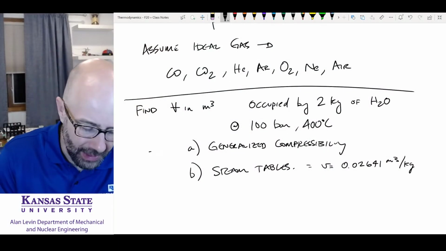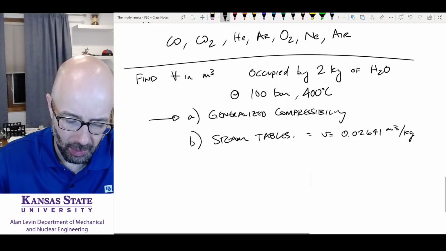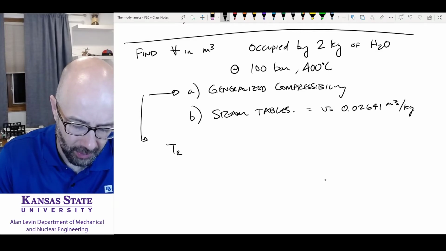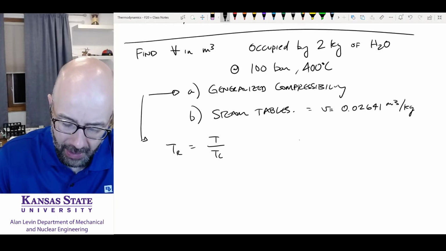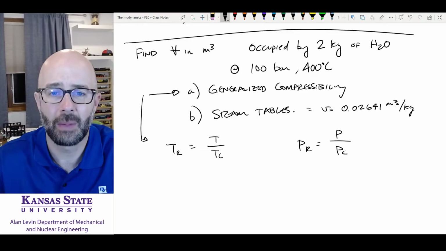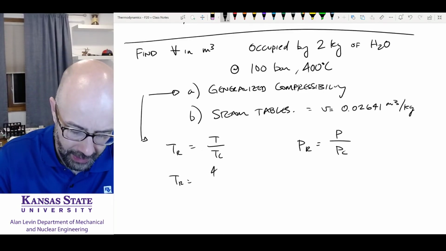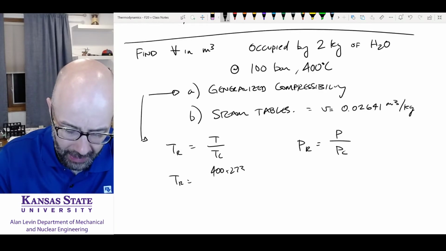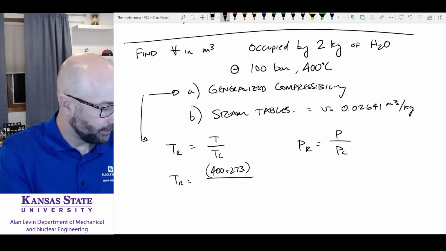But now we have this new idea how to do this with the generalized compressibility chart. Okay, so here's what we're going to do. The first thing to do is we want to find out what TR is, which is equal to the temperature divided by the critical temperature. And we have to find out what PR is, which is the pressure divided by the critical pressure. That's the first thing we need to do. So TR here, we're going to say 400 degrees Celsius. Remember, we have to add 273 here. And we're going to divide that by, well, let's go to our table A1.